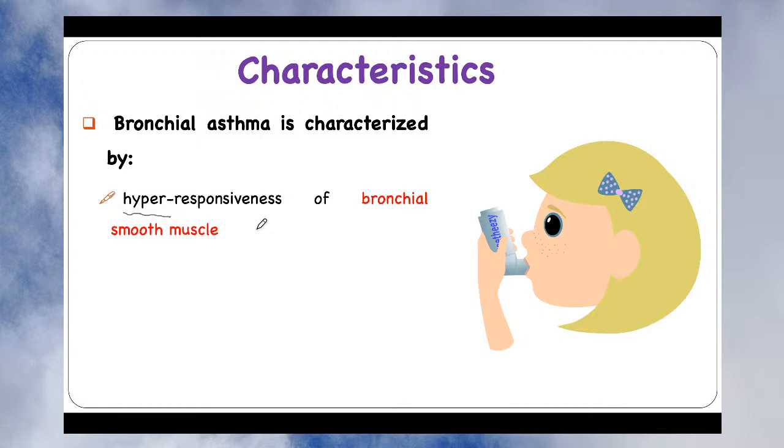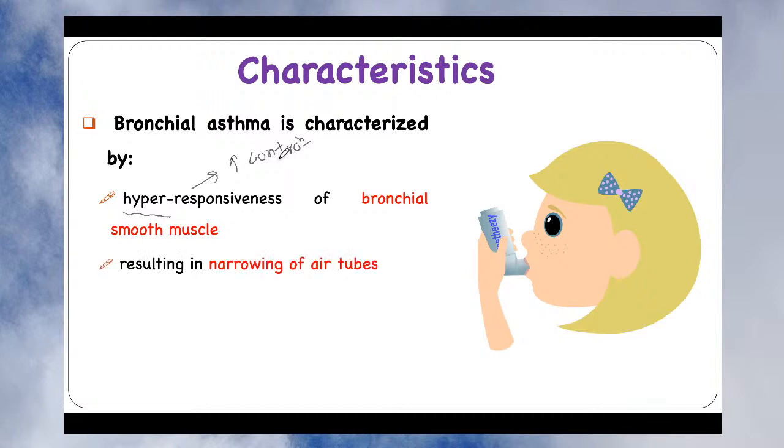But what happens during hyper-responsiveness? Due to hyper-responsiveness, instead of alternate contraction and relaxation, the contraction phase is increased. So there is an increase in contraction. Due to this, your bronchi, which earlier accommodated more air, are now not able to accommodate that much air, and as a result, patients start showing different symptoms of asthma. So the first important attribute of bronchial asthma is hyper-responsiveness of bronchial smooth muscle.